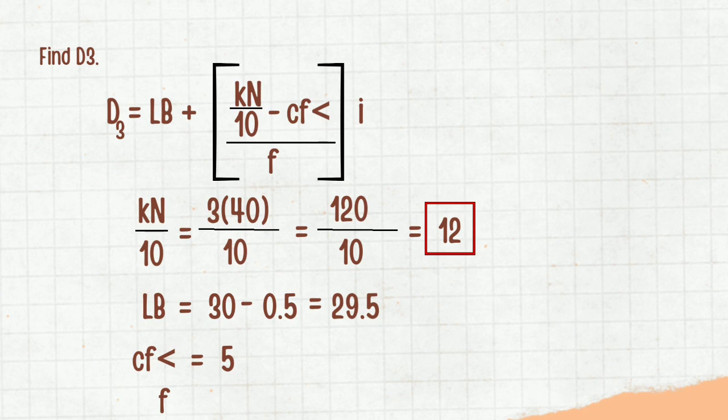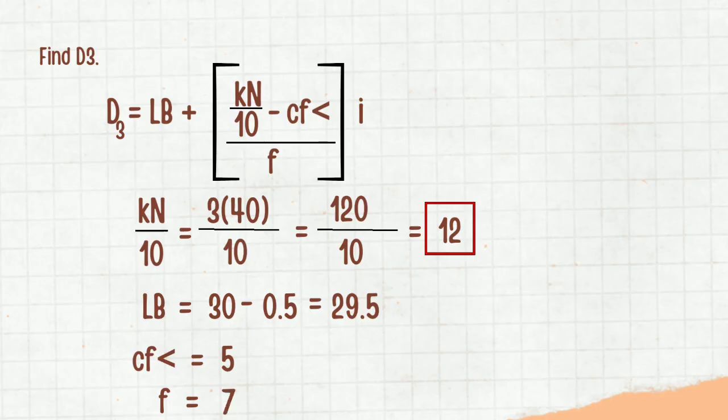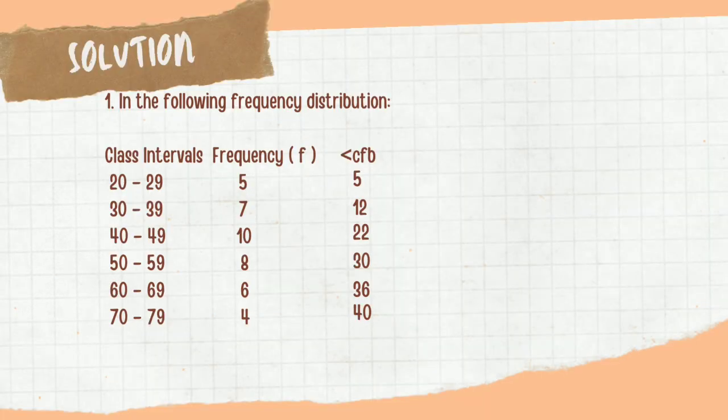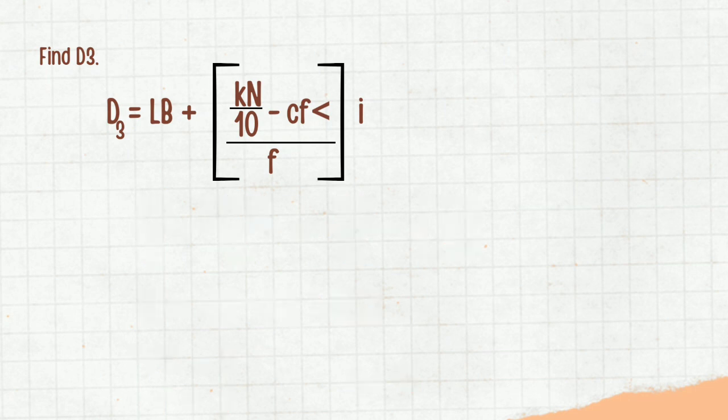Then our frequency is 7. And lastly, our interval. To find the interval, you just have to subtract the two class limits. So 30 minus 20 is equal to 10. So here, 10. With that, we can simply solve.